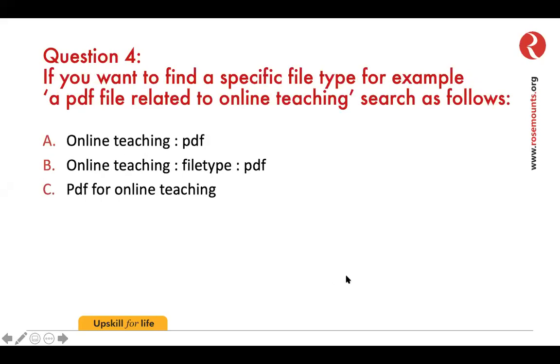Then if you want to find a specific file type, for example, a PDF file related to online teaching, you search for online teaching :PDF, PDF, or PDF for online teaching. What do you search for? Yes, it's B. So B is the correct answer here.